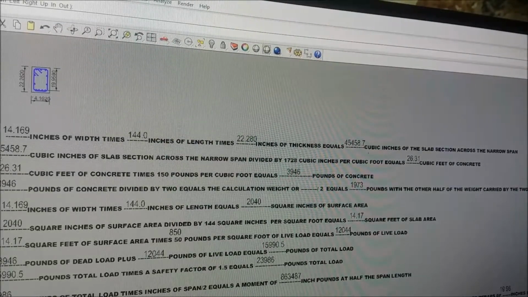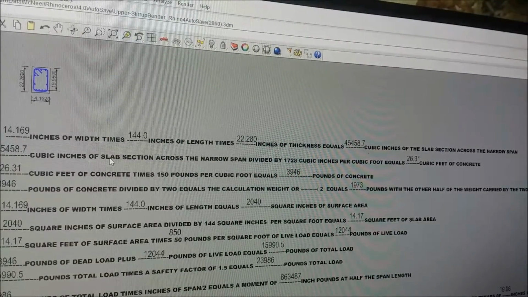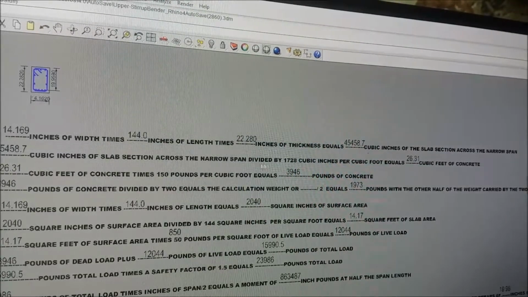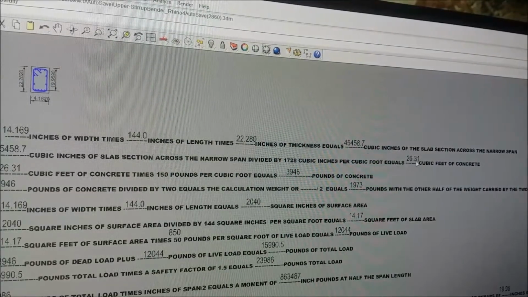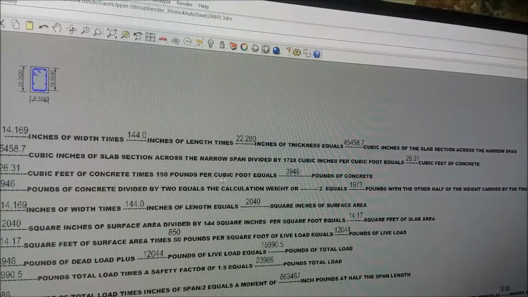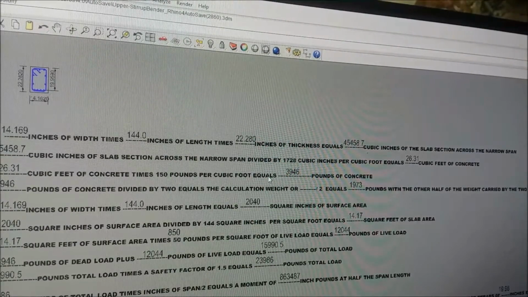So we take 45,458.7 cubic inches of beam section across the narrow span, divided by 1,728 cubic inches per cubic foot. That equals 26.31 cubic feet of concrete. 26.31 cubic feet of concrete times 150 pounds per cubic foot equals 3,946 pounds of concrete.